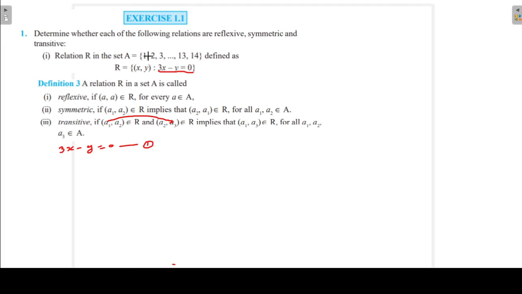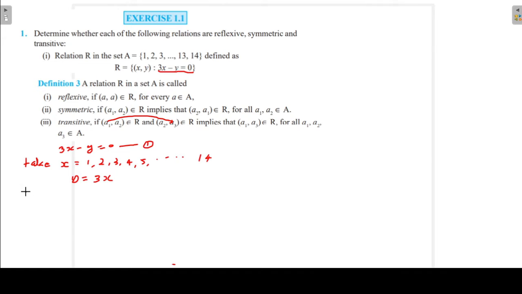What are the x values? Here A is defined as 1, 2, 3 up to 14, so x takes the values 1, 2, 3 up to 14, and y also takes 1, 2, 3 up to 14. Take x equal to 1, 2, 3, 4, 5 and so on up to 14, then find the corresponding y values. From 3x minus y equal to 0, y equals 3x. Then for each x value, substitute and find the corresponding y value.